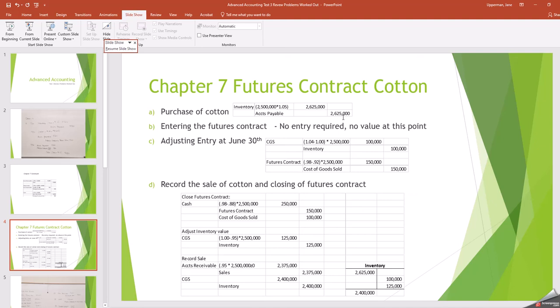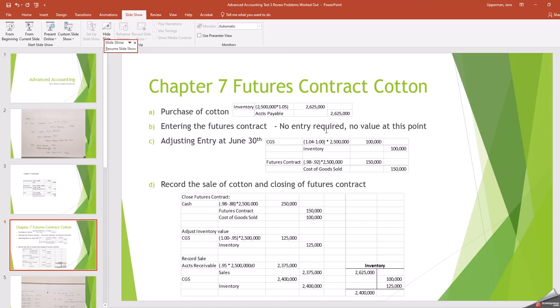So again, to protect their inventory, they enter into a futures contract that's going to lock the price of that 2,500,000 pounds at 98 cents. So on that date, there's no entry required because there's no change in value. All they've done is entered into a contract. They may disclose it, but they don't have to value it and do a journal entry. Then at June 30th, when they're preparing their financial statements, again, they want to make sure that their inventory is properly valued and that this futures contract, if there is value to it, is recorded.